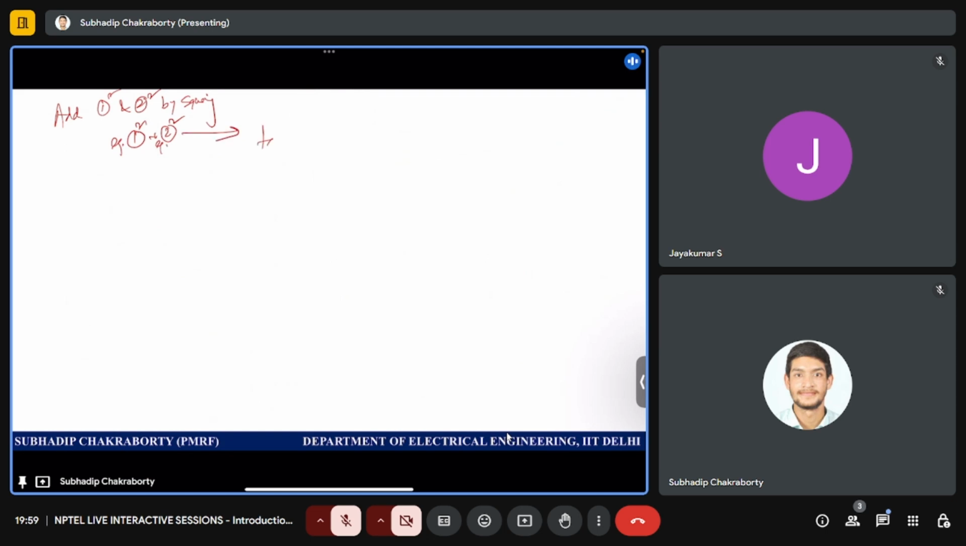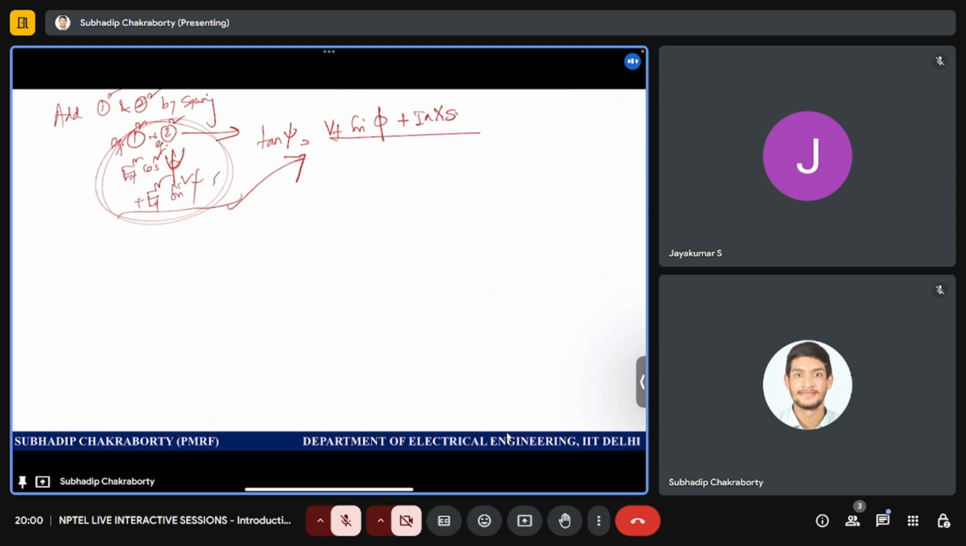And you can arrive at a formula for tan psi: you just divide, with EF squared cos squared psi plus EF squared sine squared psi, resolve it, and you will derive easily in 2 lines that tan psi is (VT sine phi plus IA XS) by (VT cos phi plus IA RA). This formula you will require at some point, right?